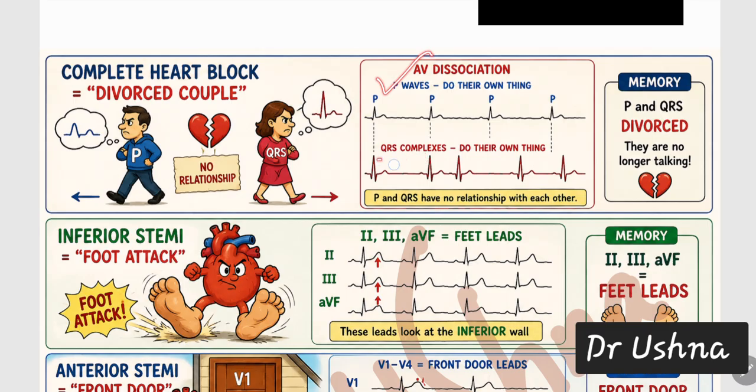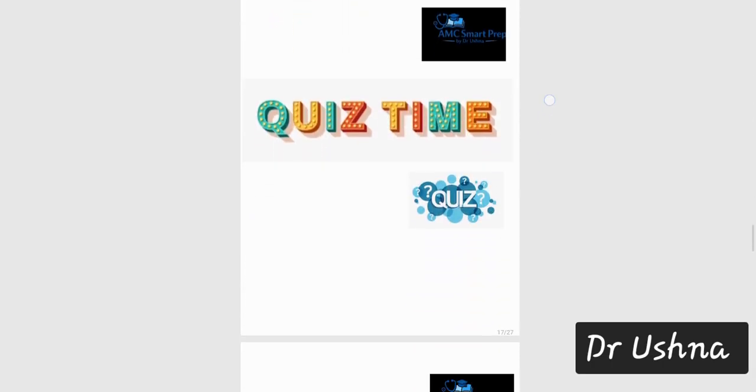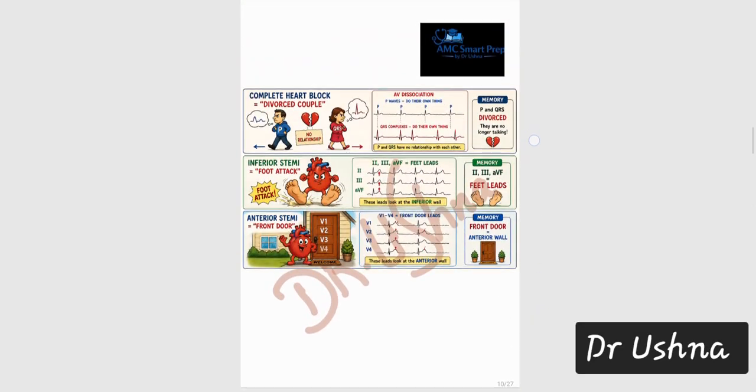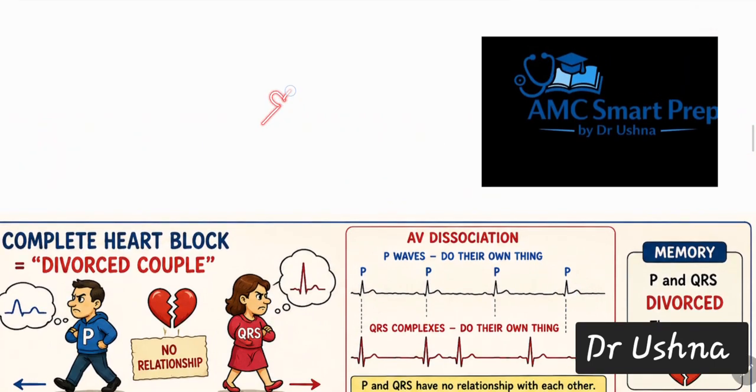So P waves and QRS complexes are independent of each other. P waves have their own rate and rhythm. QRS complexes have their own rate and rhythm. They do not have any association with each other. Ideally, in a normal ECG, your rate and rhythm are coincident with each other, and every QRS complex should be preceded by a P wave. This is a P wave, this is a QRS complex, this is a T wave. This is the normal phenomenon.